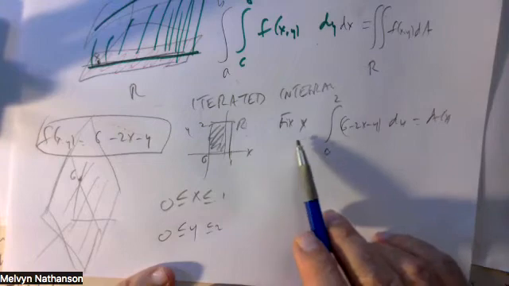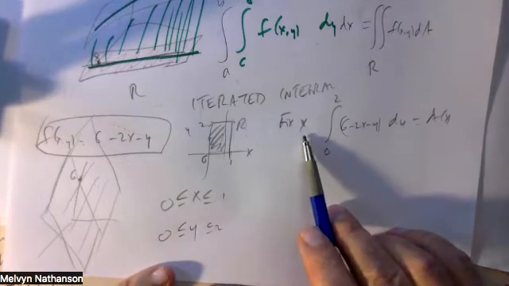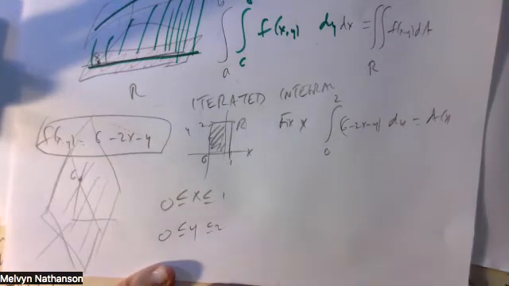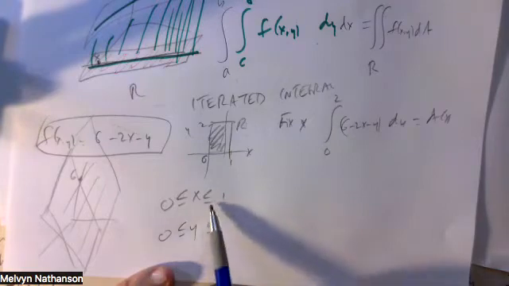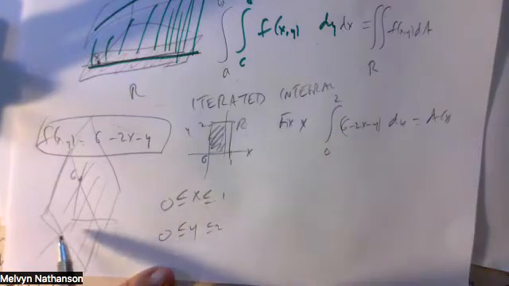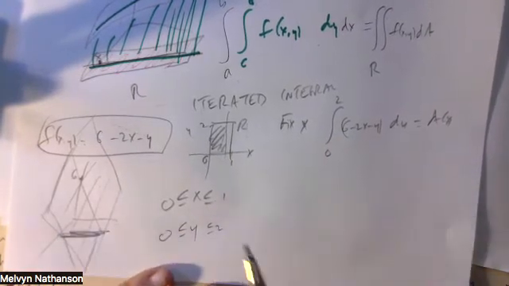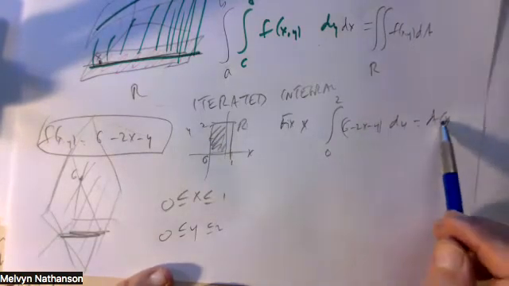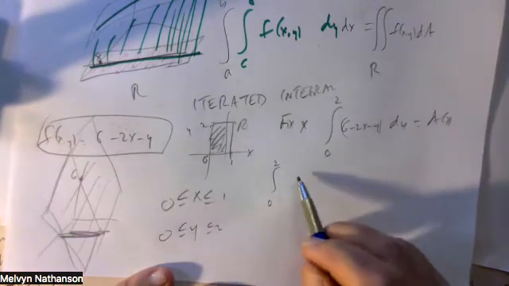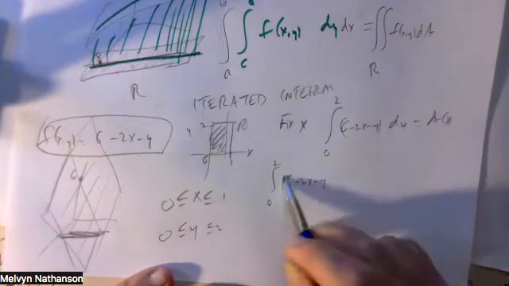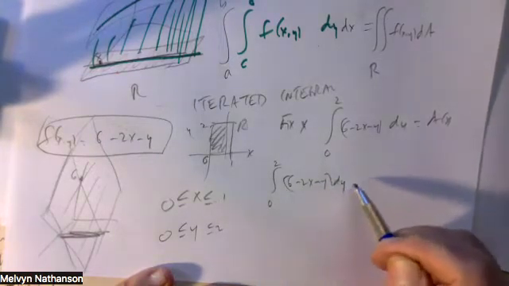So this is the cross-sectional area under this plane when you look along the line parallel to the y-axis through this fixed point x, something like this. And I can do this integral. The integral from 0 to 2 of 6 minus 2x minus y dy.